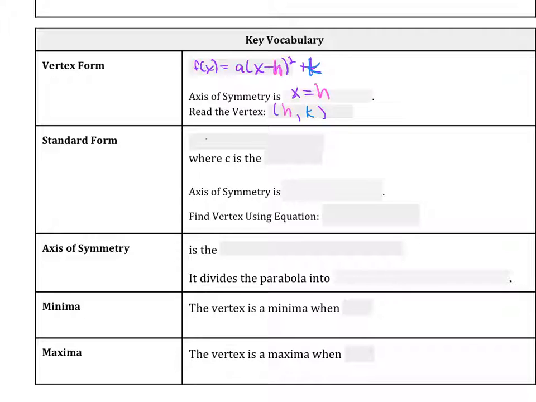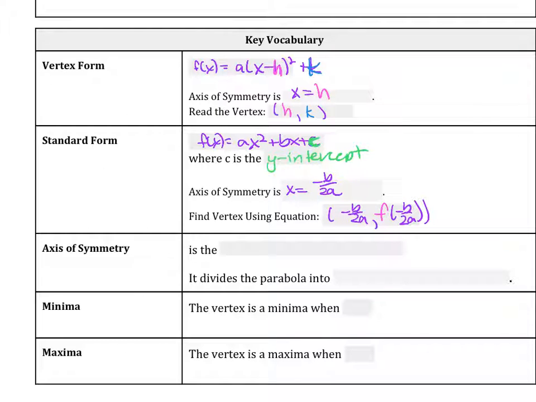Standard form, we have f of x equals ax squared plus bx plus c. And c is our y-intercept. We can read that immediately. Axis of symmetry takes a little bit more work. That is x equals negative b over 2a. We have to calculate the axis of symmetry. Then you find the vertex using that axis of symmetry, negative b over 2a, and then you plug it back into the original function to get your y value out.